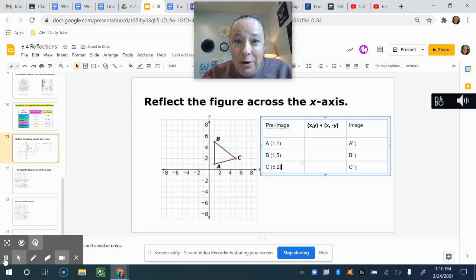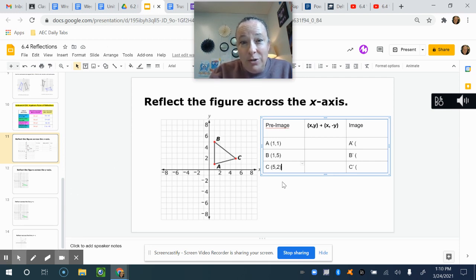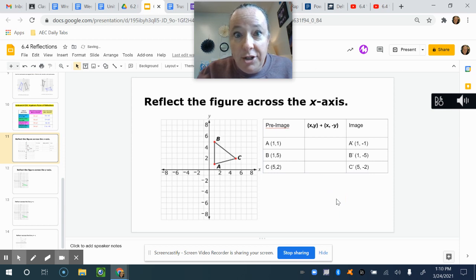I just typed in the ordered pairs that I saw originally as my pre-image points, and that's what I got. I hope that's what you got. Now I need to apply this algebraic rule to each of these. This algebraic rule says the x's all stay the same. Okay, so I did that. And it says your y's change sign. Okay, so that should be right.